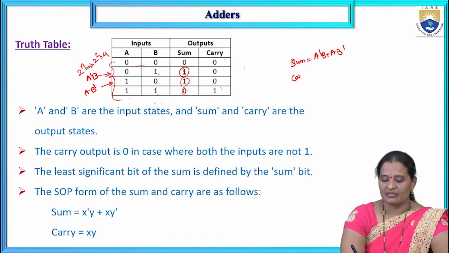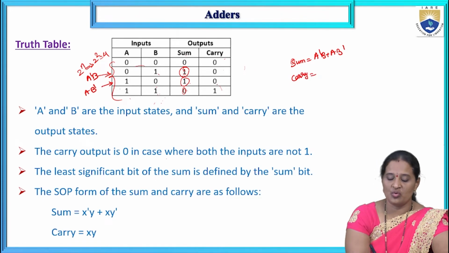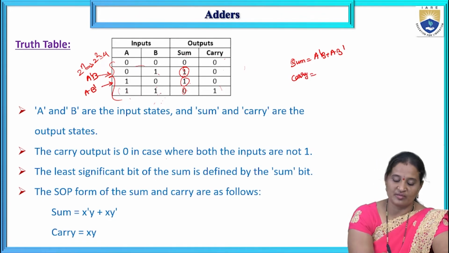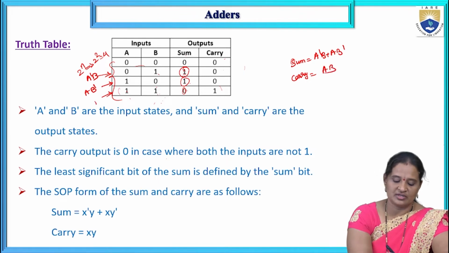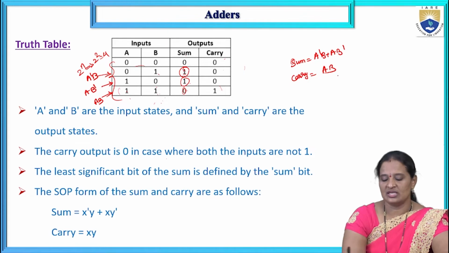Similarly, the carry output is equal to 1 only for one combination, that is when both the inputs are equal to 1. Hence I can write down the minterm for this one as AB, because A and B are equal to 1.